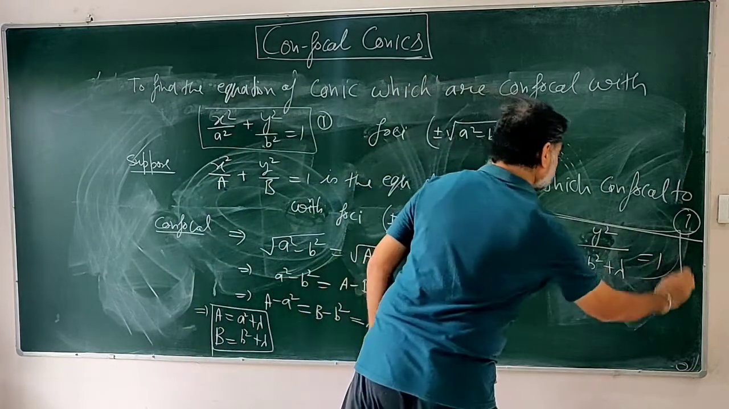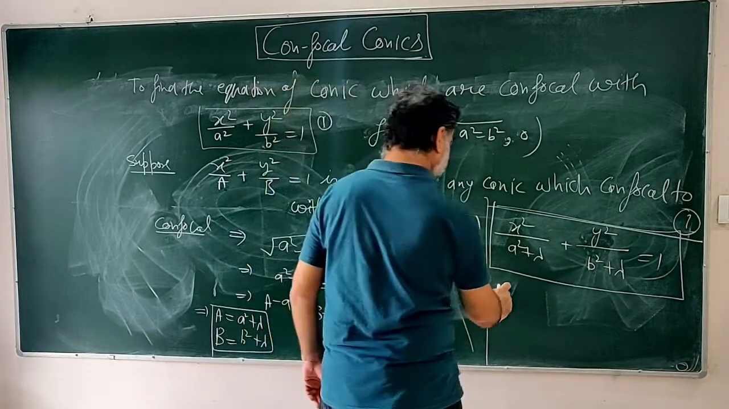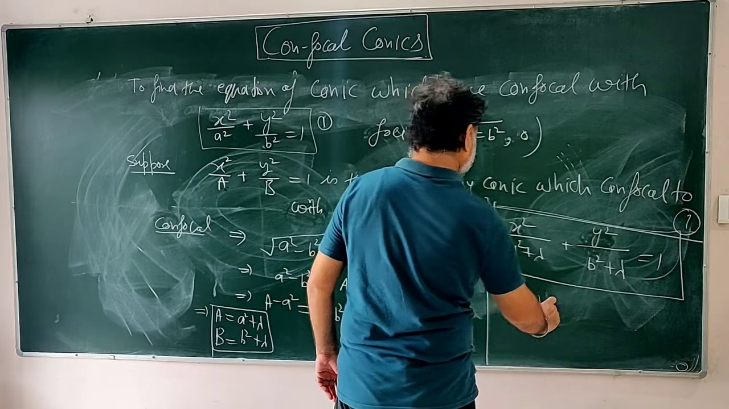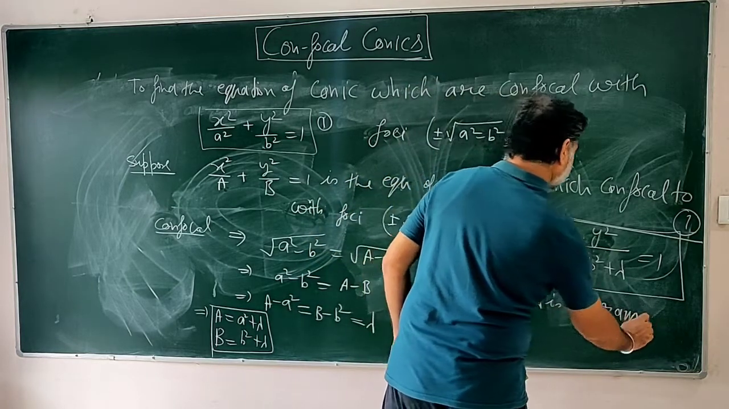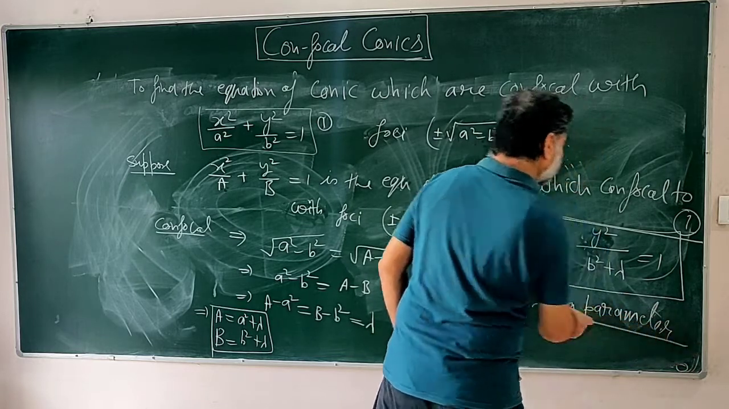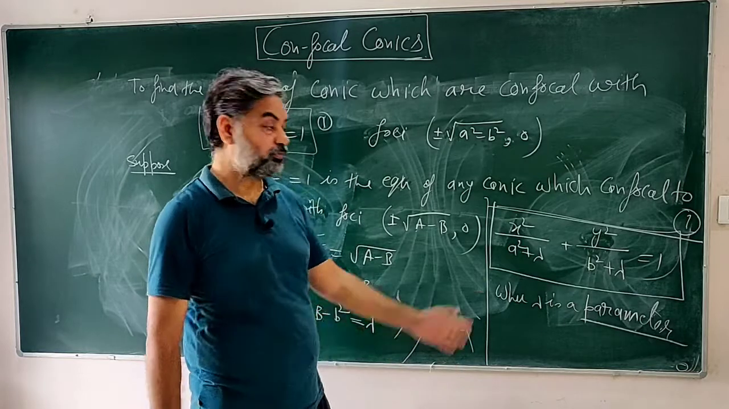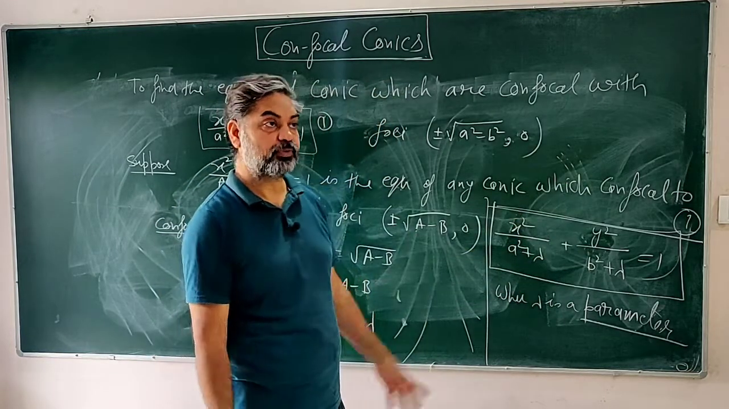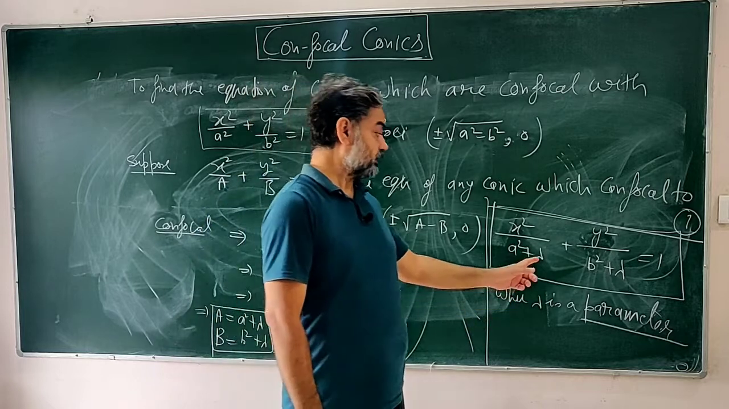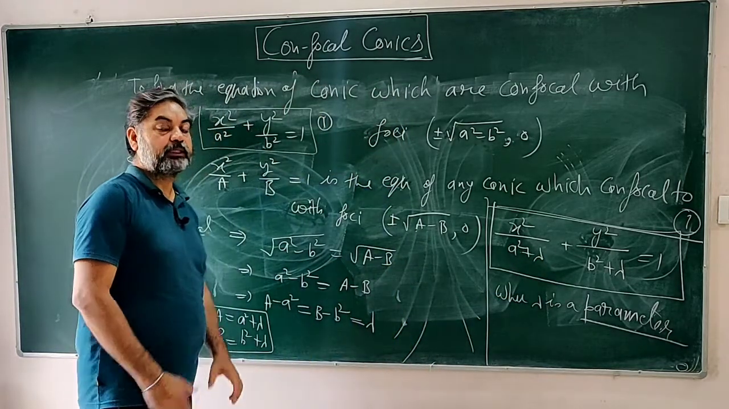So what is lambda? Lambda is a parameter. A parameter means it is a constant which can take different values, infinitely many different values. So it is a constant, but it can take different values. That is called a parameter.